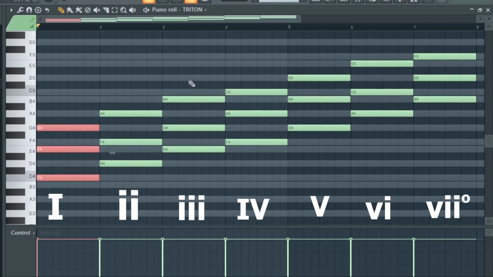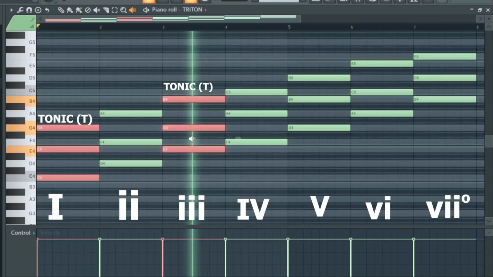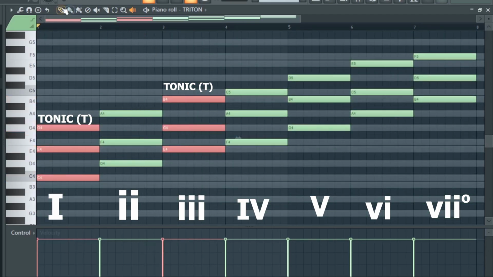Give them these fancy names. So the first and third are our tonic chords. They are the home chords in any musical piece. They give the sense of rest or resolution. Like every other chord in the key, revolves around the first and the third, and you can basically go to any other chord from these tonic chords, so take note.